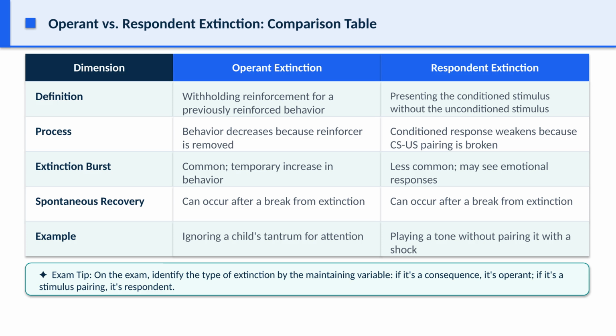However, an extinction burst, a temporary increase in behavior, is common in operant extinction, but less so in respondent extinction, where emotional responses may instead appear. On the exam, you must identify which type of extinction applies based on the maintaining contingency. So practice distinguishing between a behavior maintained by reinforcement and a reflexive response to a conditioned stimulus.